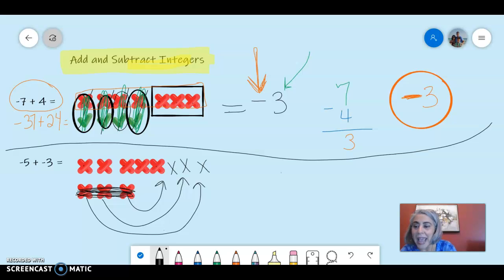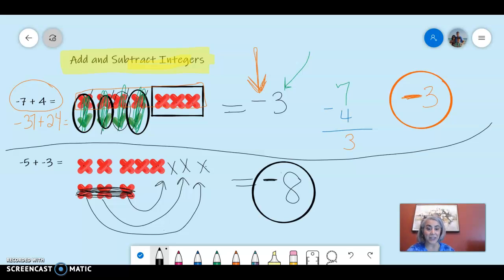So when I look at this now, I have my 1, 2, 3, 4, 5, and I have 3 more of the same team. So that was 5, 6, 7, 8. So I have 8, and what kind of soldiers do I have? I have negative soldiers. So the final answer to this problem is -8. -5 soldiers add -3 soldiers gives you a total of -8.